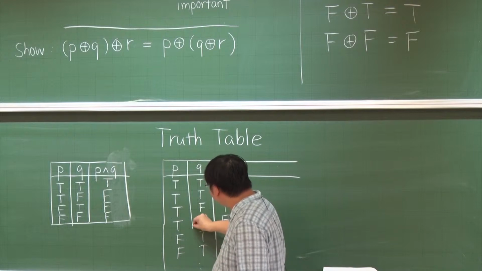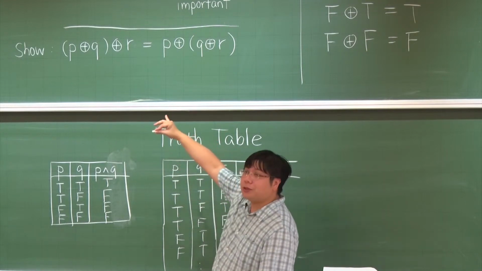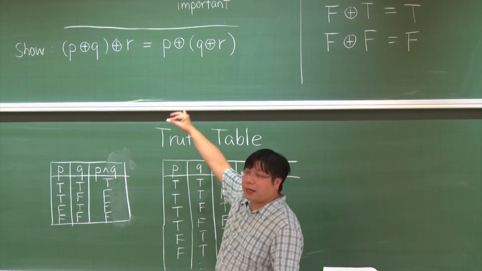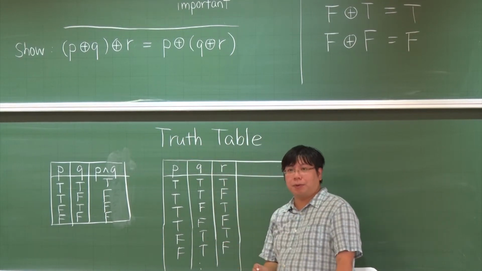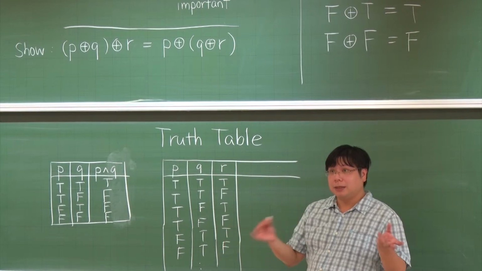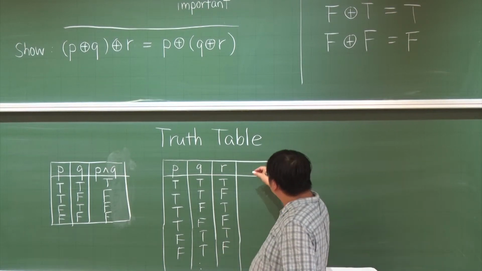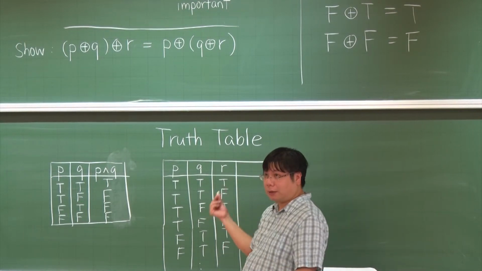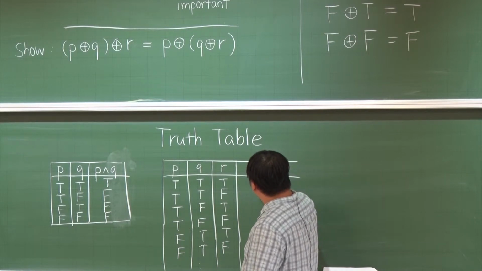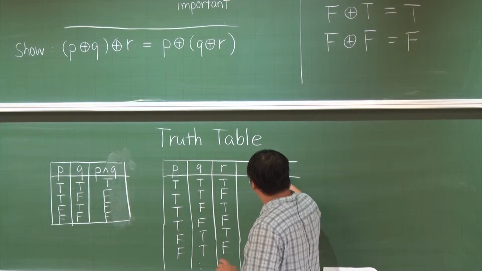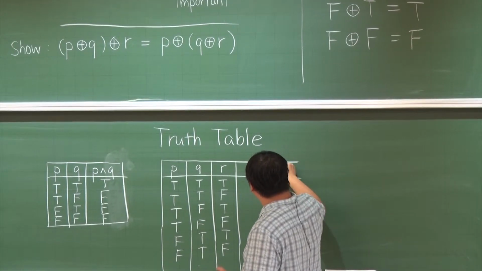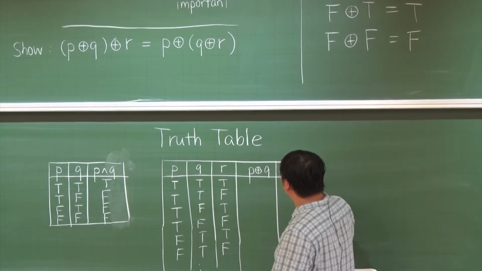We want to understand, or we want to prove, that the proposition on the left-hand side is exactly the same as the proposition on the right-hand side. They agree in every case. So we write down the left-hand side and the right-hand side. But it may be difficult to understand things quickly, so let's do this kind of intermediate step.